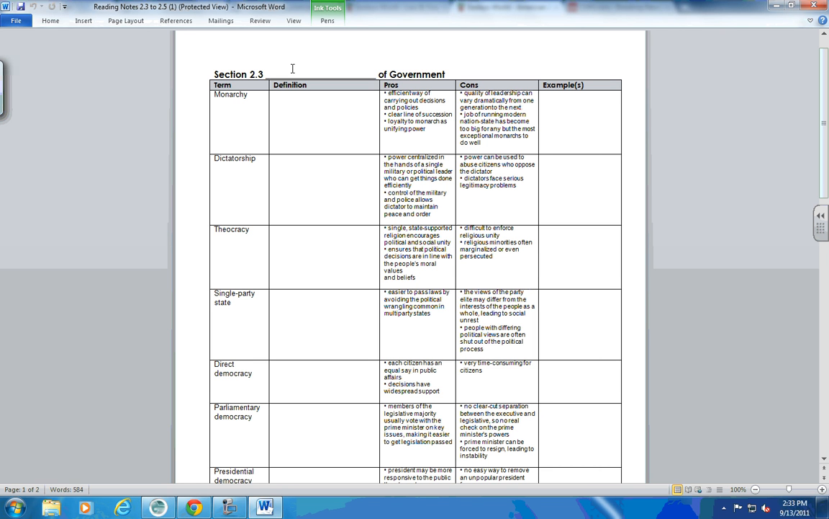Theocracy. Give me a modern day example of a theocracy.